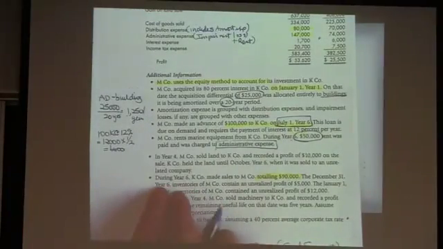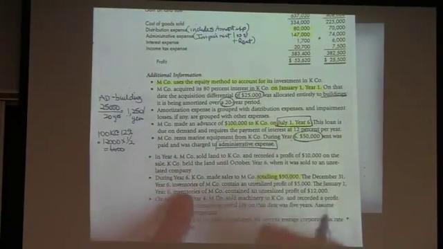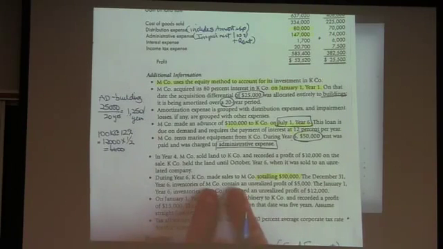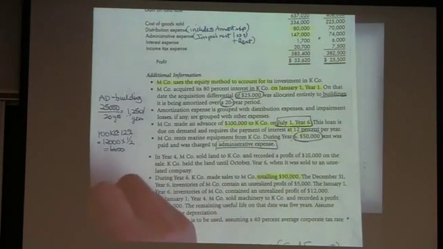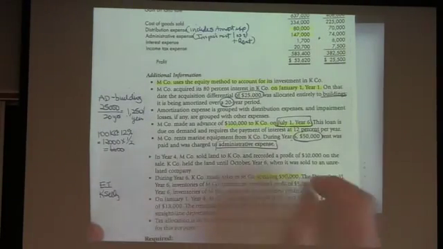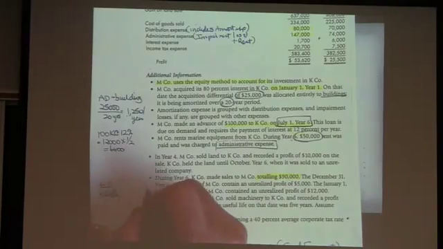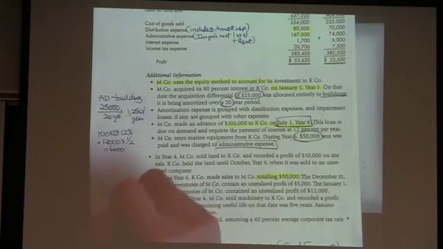Now it says that on December year 6, this is the ending inventory, inventories of M contain. So that means if inventory of M contain, it must be K selling. So ending inventory, K selling, how much? Unrealized profit of $5,000. So this is already the profit.